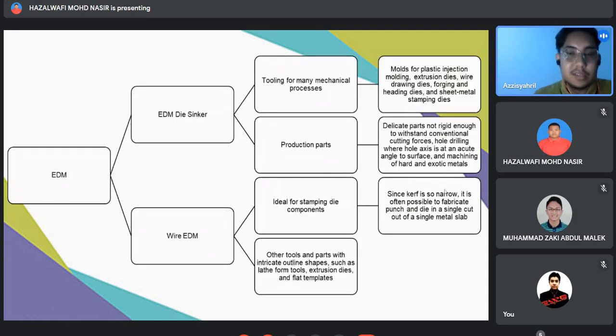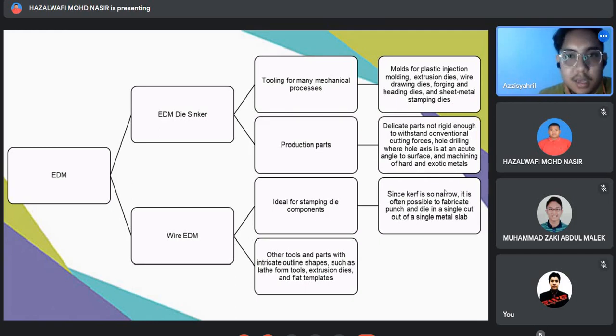Under the EDM process, EDM wire cut, electro discharge machine, there are two processes coming out from it. First is EDM die sinker and wire EDM. For EDM die sinker, tooling for mechanical process, and examples of mechanical process involved in tooling are molds for plastic injection molding, extrusion die, wire drawing dies, forging and heading dies, and sheet metal stamping dies.